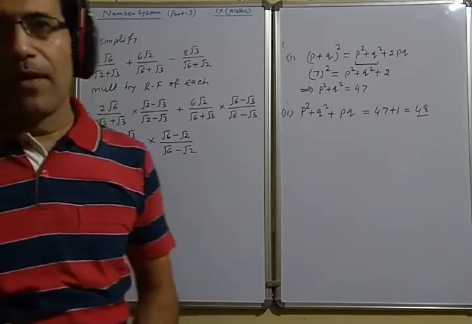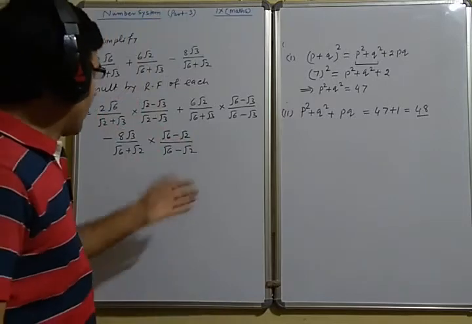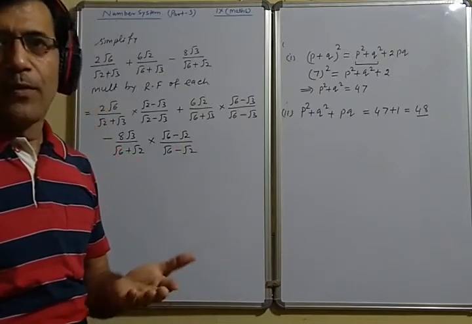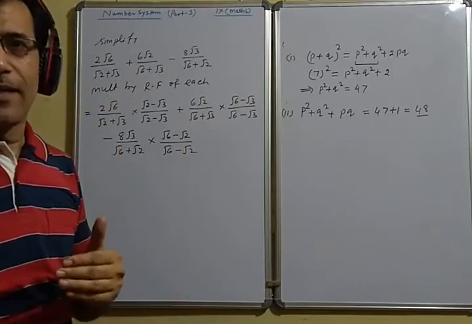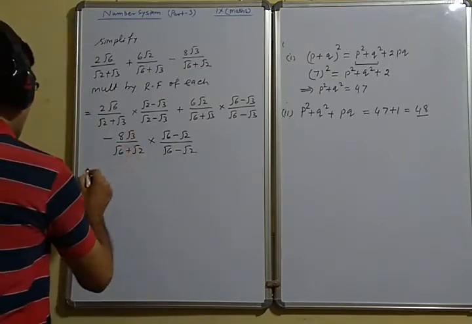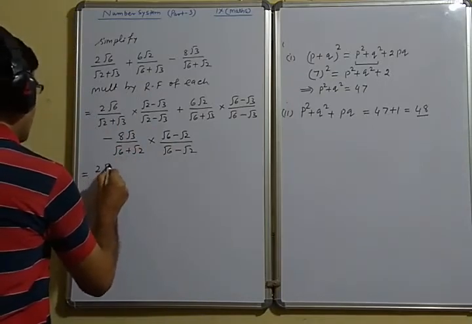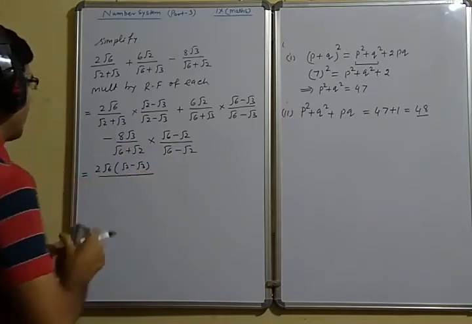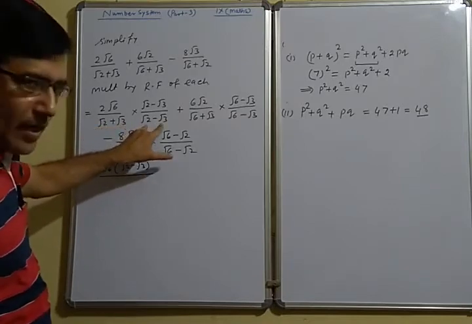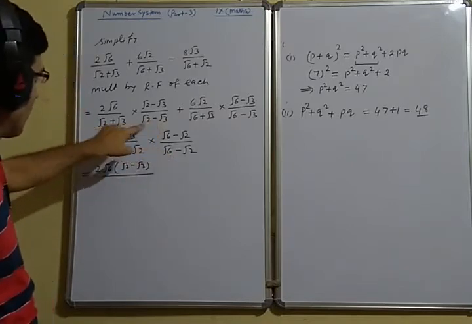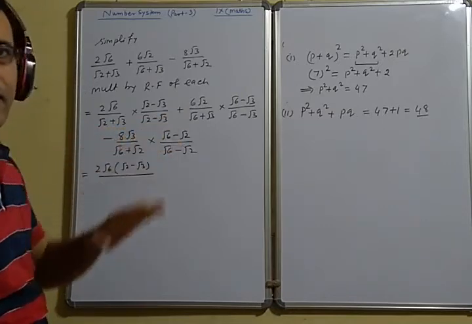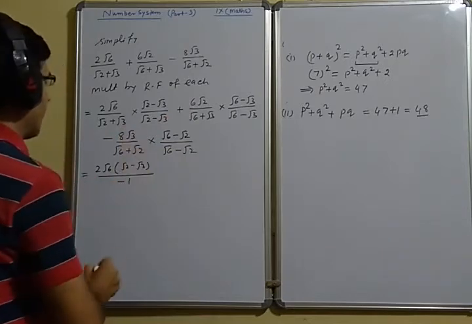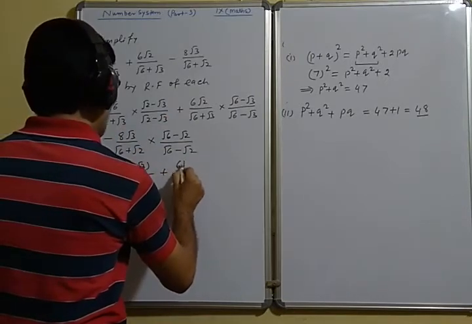So now we have to simplify each. In the denominator, always we will get the form a plus b and a minus b, so we will use here the identity a square minus b square. In the numerator, we have to multiply it. So it becomes 2 root 6 in bracket root 2 minus root 3. In the denominator, a plus b, a minus b, so it becomes root 2 square, that is 2, and root 3 square, that is 3. So 2 minus 3 is equal to minus 1.